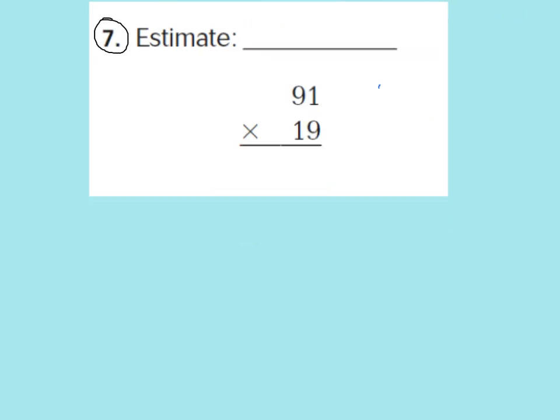Now let's look at number 7. Don't forget to circle number 7 because we're doing only the odd numbers. Number 7, we have 91 times 19. Well, first we need to estimate. So we need to round 91. 91 rounds to 90 times 19 rounds to 20. So 90 times 20, 9 times 2 is 18, plus your 2 zeros. So I have 1,800 for my estimate.